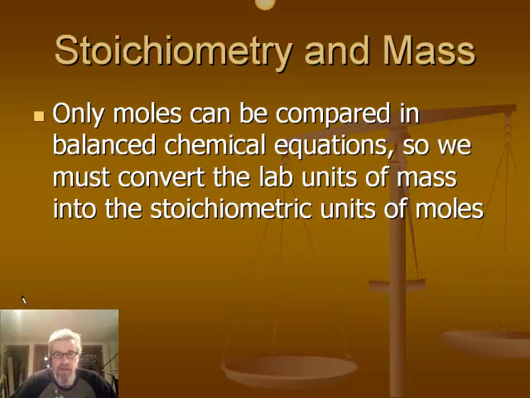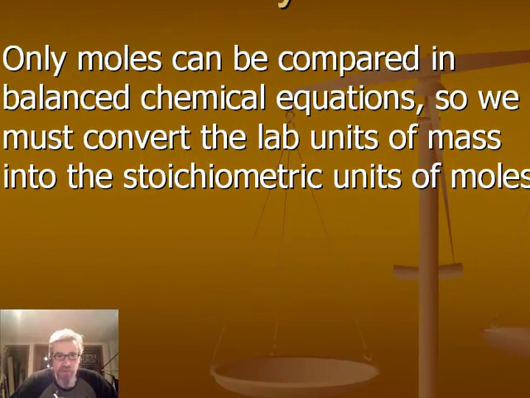First, let's tackle stoichiometry and mass. We've got a kind of a dilemma in that in real life we have to weigh things in grams, but in chemistry all the action really happens by the mole or by the individual atom, which are related to moles. And so only moles can be compared in these balanced chemical equations. We have to convert mass into moles before we can do any stoichiometry, before we can compare compound to compound or reactant to reactant or reactant to product.